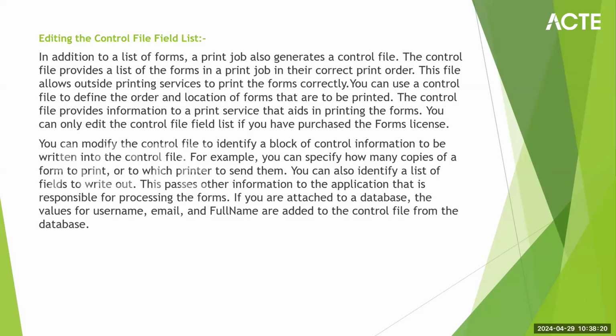The simple thing is, if you want this control file to be executed by default, you should have the form license. You can modify the control file to identify the block of control information to be written into the control file. For example, you can specify how many copies of the form to be printed or to which printer to send them. You can also identify a list of fields to write out. These pass the other information to the application that is responsible.